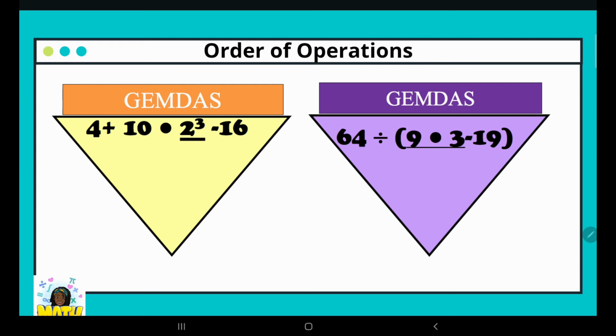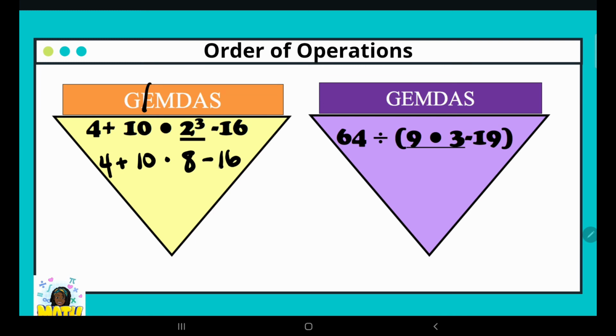So here I have no grouping symbol, so my first step is going to be my exponent. 2 to the third power. 2 times 2 times 2 is 8. And then I like to bring down the rest of the problem. What that does is it ensures that you do not forget anything that you need to do. So no grouping symbol, exponent completed.